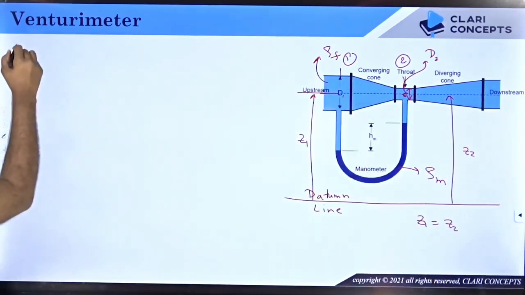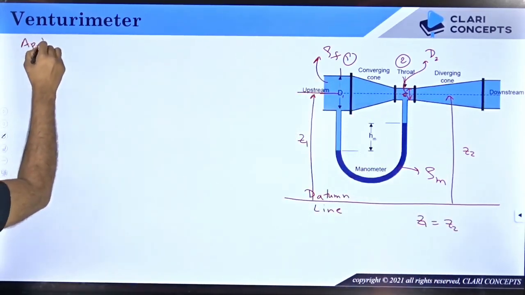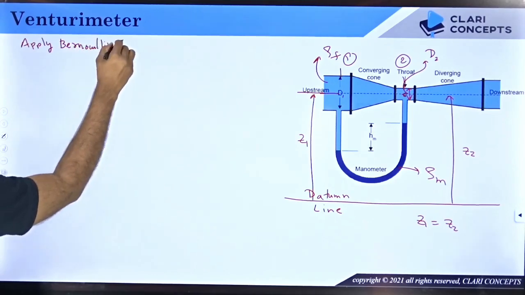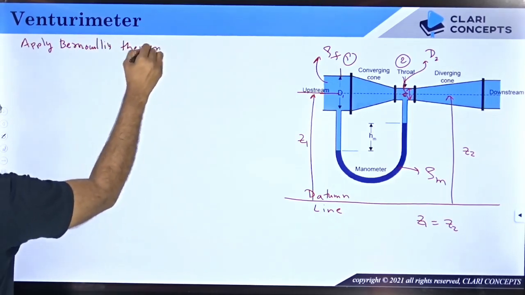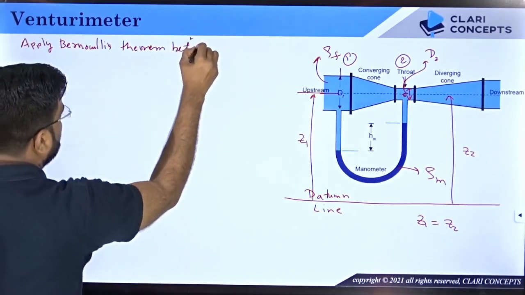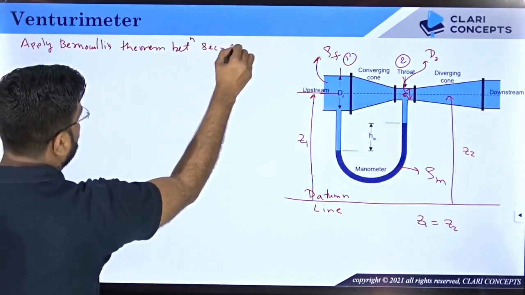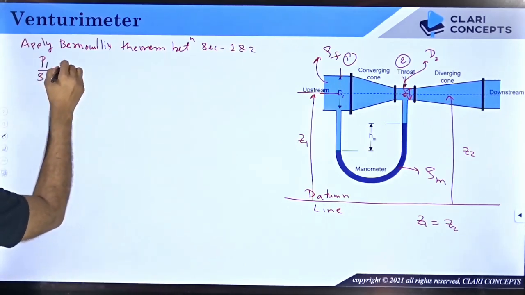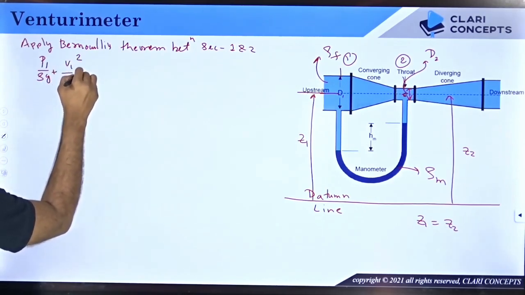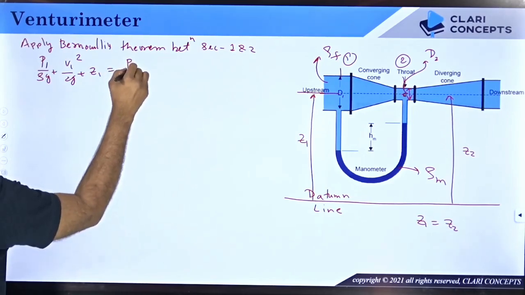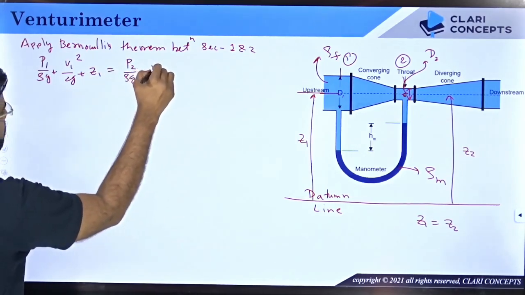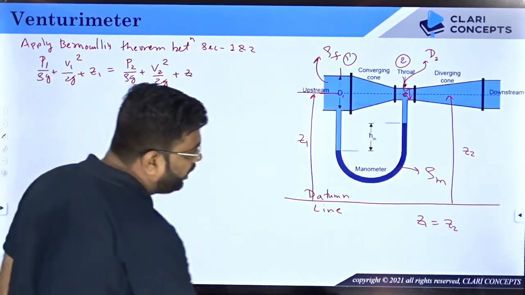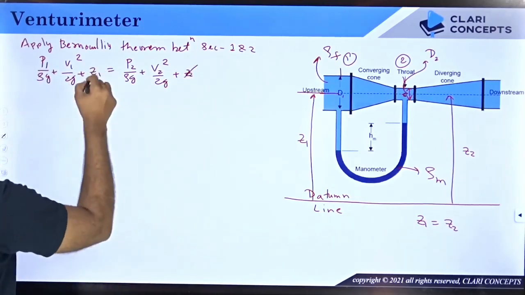So let me now apply Bernoulli's theorem between section 1 and 2. When I do that, I will get P1 by rho g plus V1 square by 2g plus Z1 equals P2 by rho g plus V2 square by 2g plus Z2. Now since Z1 and Z2 are equal, you can cancel them from both sides.